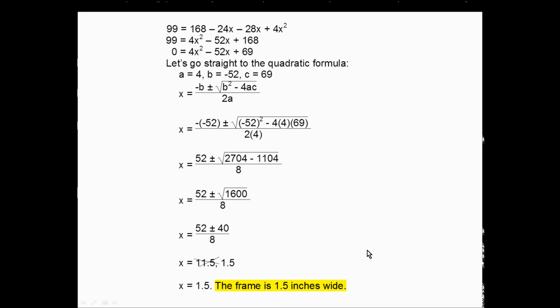This will always happen with the true picture frame problem. You get 2 positive answers, and one of them is just going to be too big. Because remember, the value of x has to be subtracted twice, at the top and the bottom, at the left and the right. And if you subtract 11.5 twice, you run out of frame.